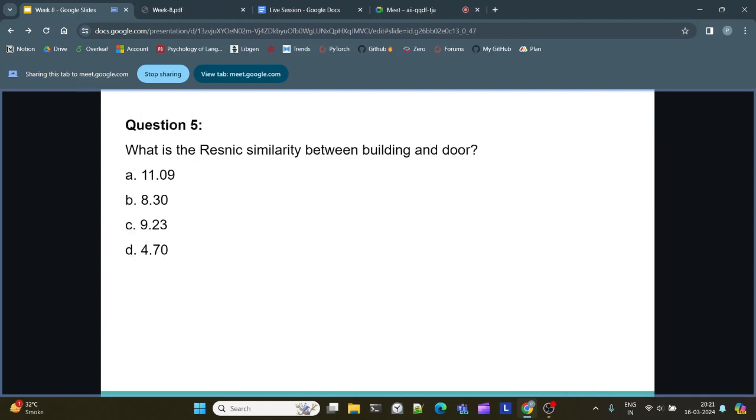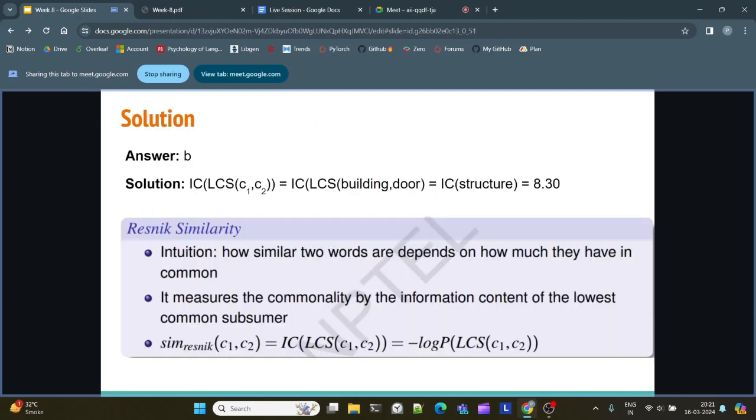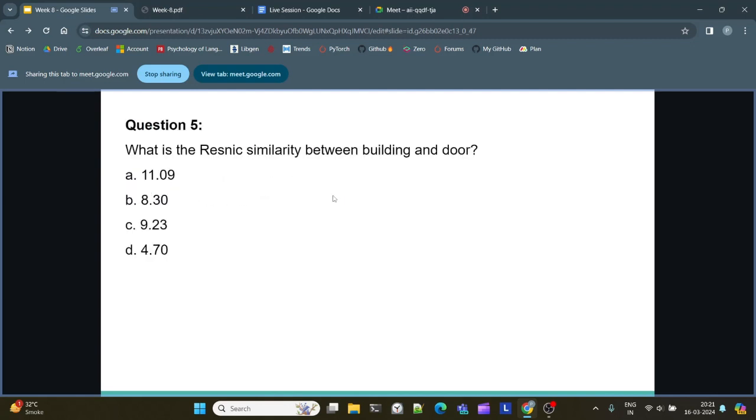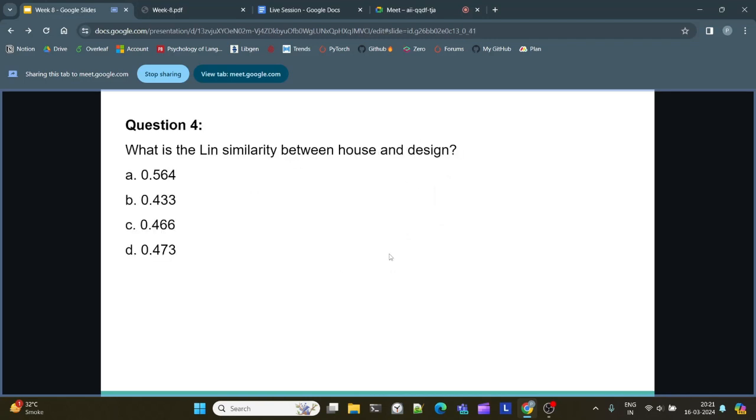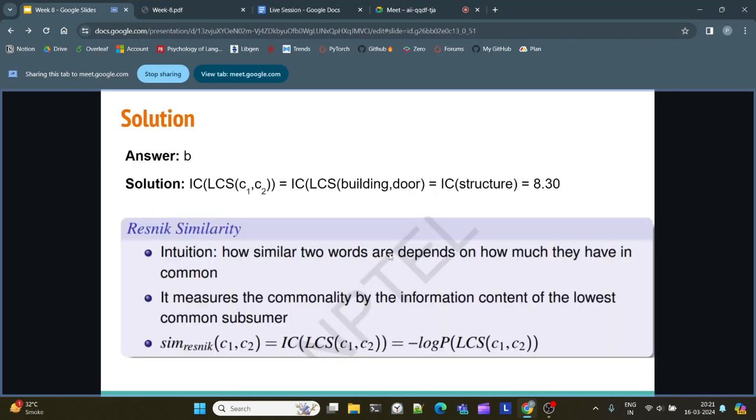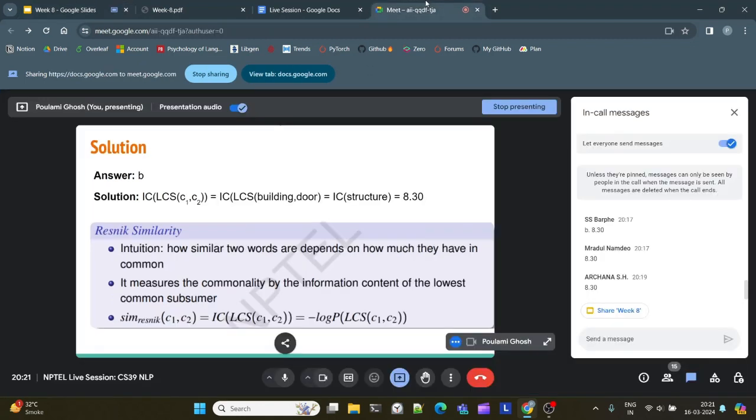Let's discuss the official solution as well. As she mentioned, the formula is this. Between building and door, the lowest common subsumer is structure, which has an information content value of 8.3. That gives us the resonance similarity of 8.3 in this case. So this was an easy problem. Any doubts? Anyone?